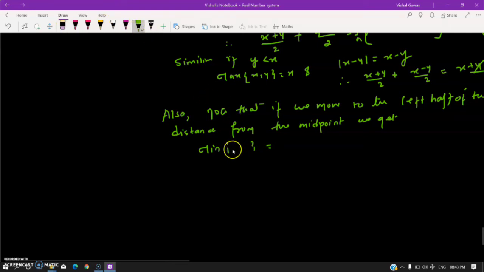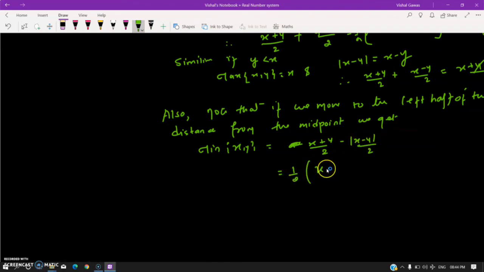The minimum of x and y would be the midpoint, (x plus y) by 2, minus the absolute of (x minus y) by 2. That's not a minus b. This is a mistake I do all the time. This is the absolute of (x minus y) by 2, which is nothing but half of x plus y minus the absolute of x minus y.